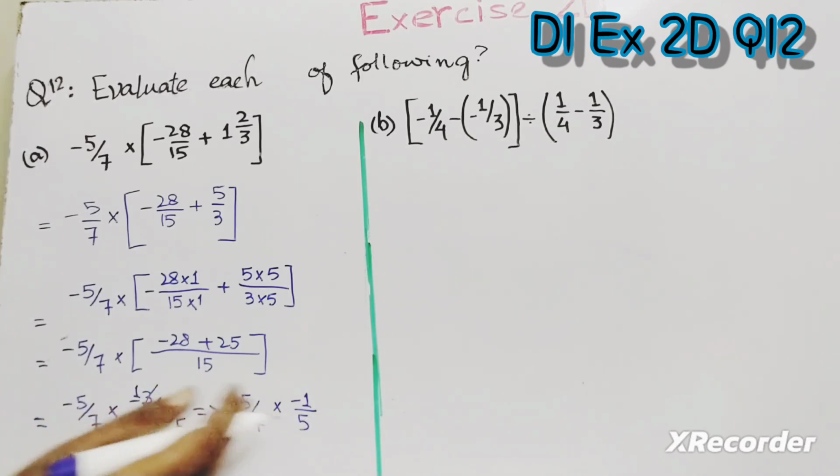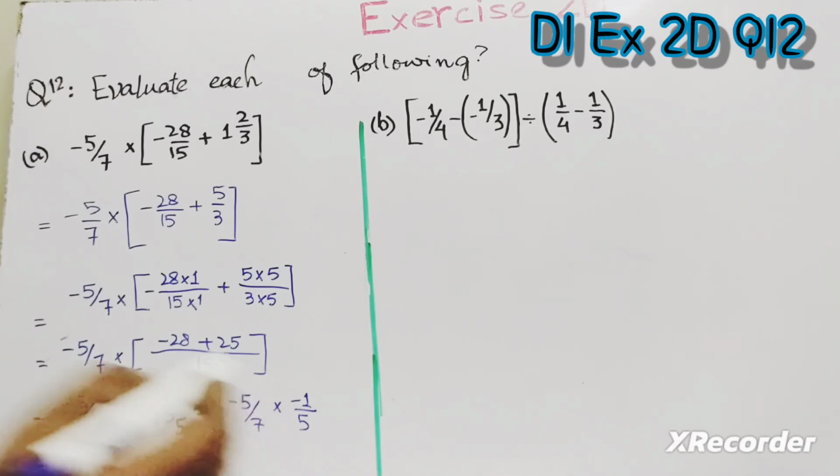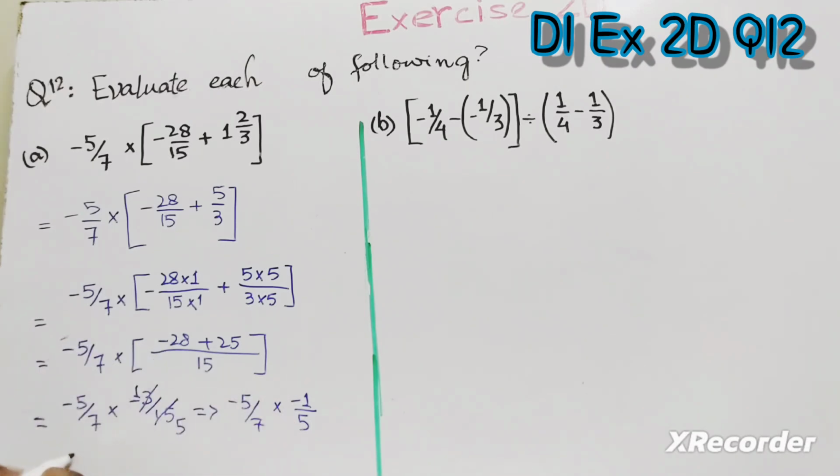When we multiply these two fractions, what do we get? Minus 5 multiplied by minus 1, minus minus plus, so we get 5 upon 7 times 5 is 35, or we can write it 5 times 1 is 5, 5 times 7 is 35, so what we get is 1 upon 7. That is our required answer.